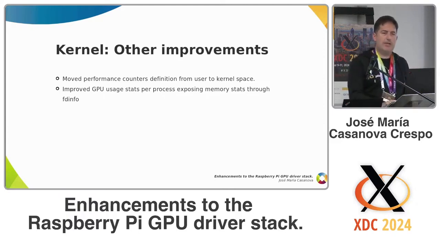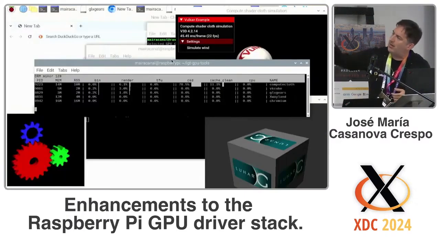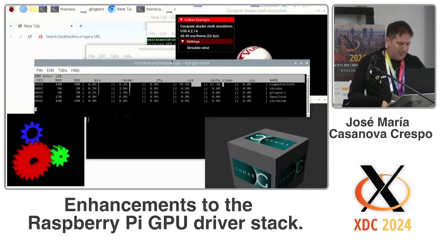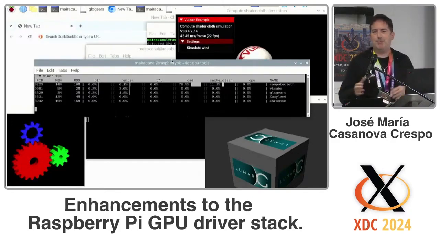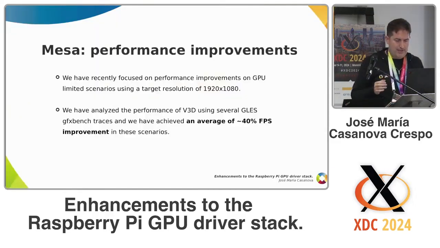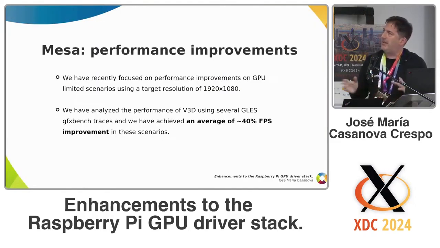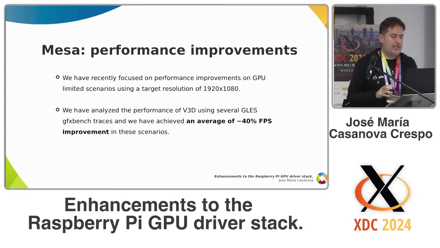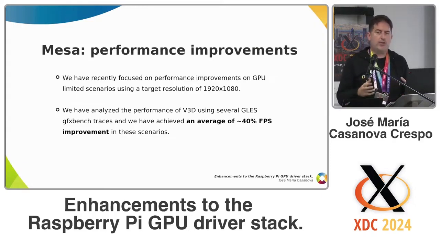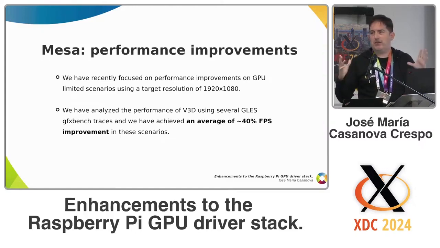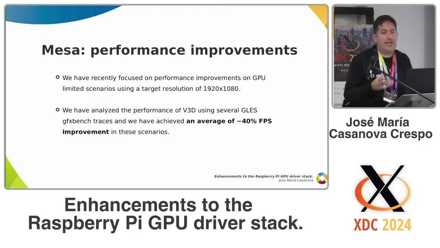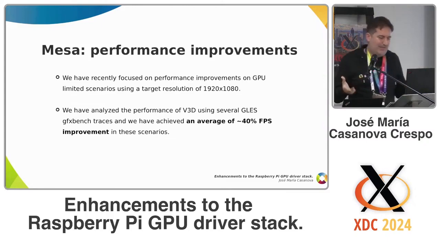And now we have enabled memory usage, so we can see in the first column the number of megabytes that each of the different applications is using, because sometimes people didn't know which application was running out of CPU memory. And now I'm moving to the user space part, where we have been doing some performance improvements focused on GPU-limited scenarios, using big target resolutions like full HD. In the case of the Raspberry Pi, full HD is big.